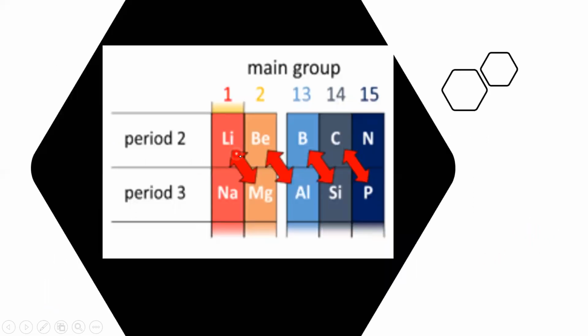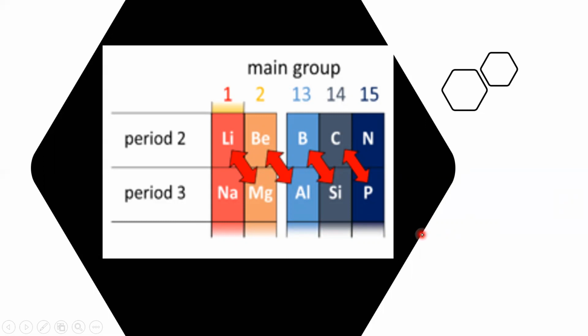Next, the main group pairs: lithium and magnesium, beryllium and aluminium, boron and silicon, carbon and phosphorus. So these are all diagonally related. The oxide of lithium, lithium oxide, is basic in nature, whereas the oxides of carbon and boron are acidic in nature. Silicon and phosphorus oxides are also acidic in nature. Metallic oxides are basic in nature, non-metallic oxides are acidic in nature. Usually, metallic oxides are basic and non-metallic oxides are acidic. Usually, not all metallic and all non-metallic oxides. Next.